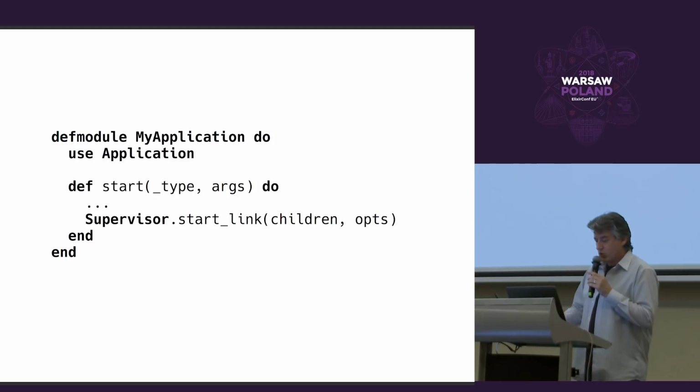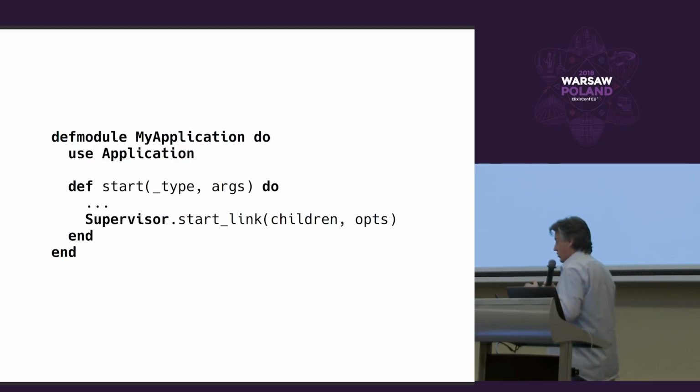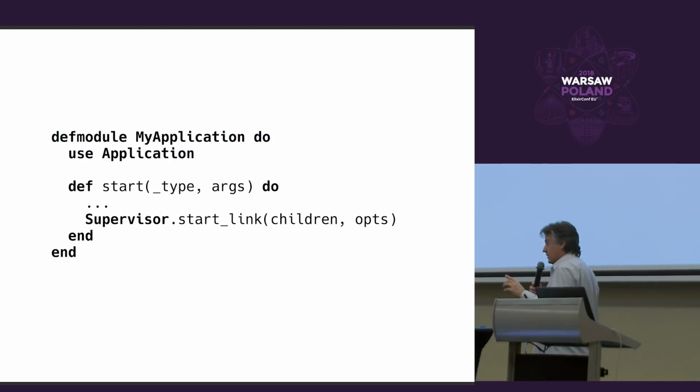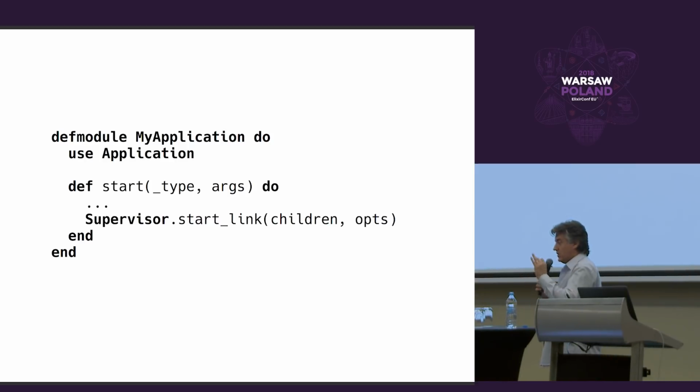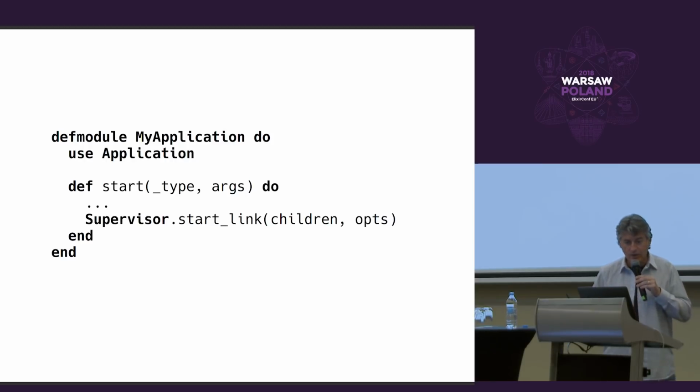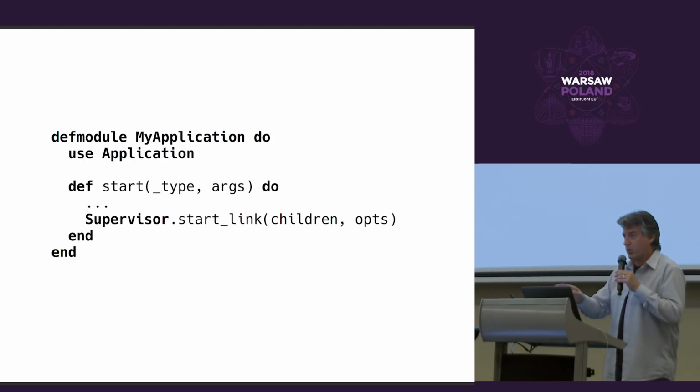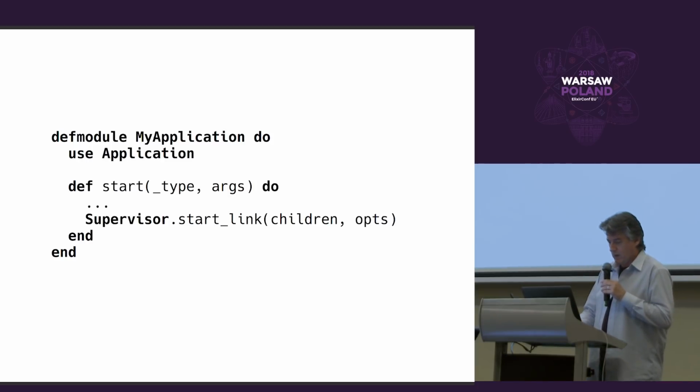So this is a module that has a start callback, and the start callback can do whatever you want. It's going to be called, can do whatever you want, but it has to start and link a supervisor, and it has to return the PID of the supervisor to the caller. All right, that's the key contract that has to be satisfied by this callback. It can do other things, but that's required. It has to start the supervisor and return the PID of the supervisor.